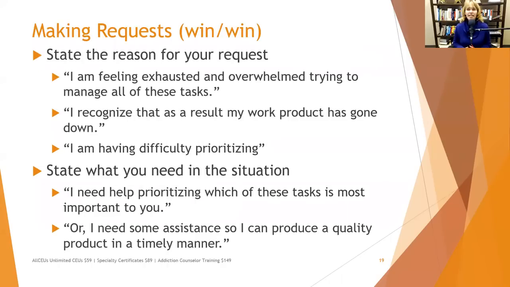Making requests. State the reason for your request, such as, I'm feeling exhausted and overwhelmed by trying to manage all of these tasks. Or, I recognize that as a result, my work product has gone down. I'm having difficulty prioritizing right now. So that owns it. It says, I recognize there's a problem, and this is what I'm seeing as the problem. Then state what you need in this situation. I need help prioritizing which of these tasks is most important to you. That's one solution. Or, I need some assistance so I can produce a quality product in a timely manner.